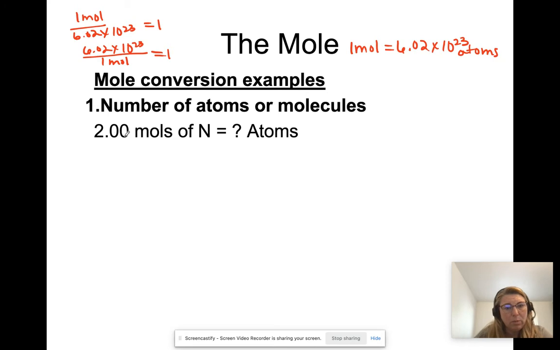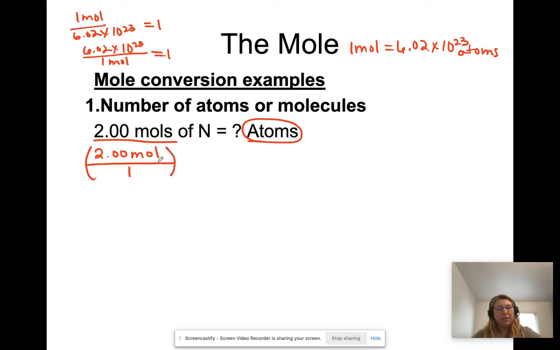So our first example here is 2.00 moles of nitrogen is equal to how many atoms? So we always want to start off by figuring out what is our given information. So what do they give us in the problem? In this problem, they gave us that we have 2.00 moles of nitrogen. And then we want to figure out what we're trying to determine. And what we're trying to determine here is atoms. So what we are given is always what goes on the top of the fraction for our first set of parentheses. So 2.00 moles, we're going to put that over 1 just for spacing, is our first set of parentheses.